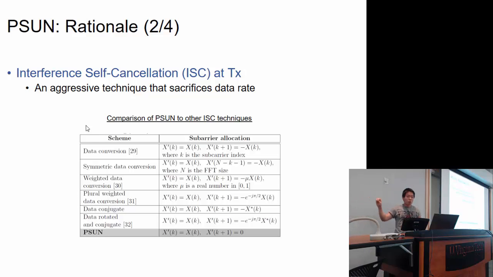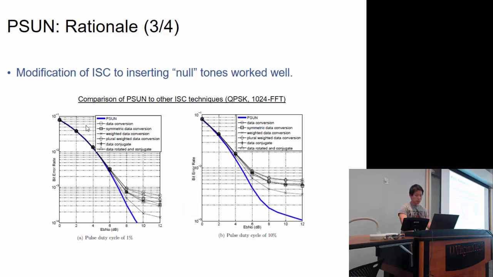So there are multiple ways, but I found that for this type of interference reduction technique, allocating null tones is the most efficient way.